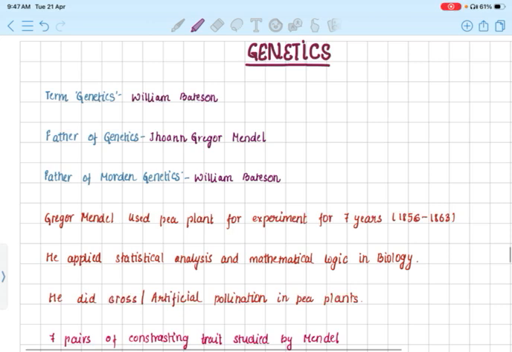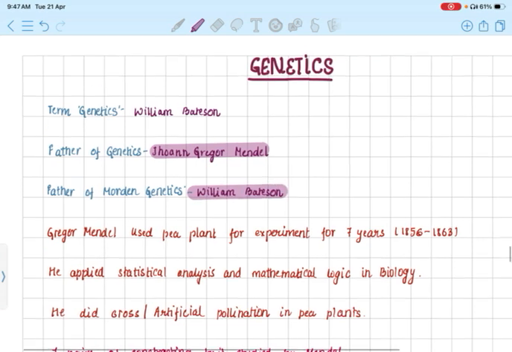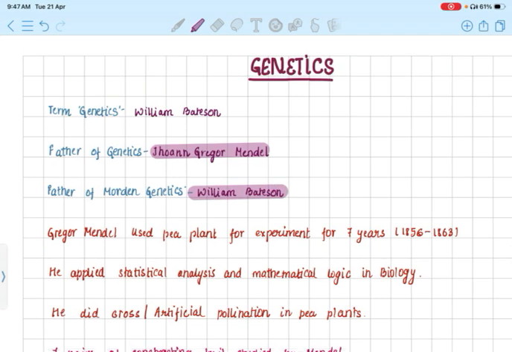Today we'll learn about genetics. First, to start with genetics, let's know who is the father of genetics. So the father of genetics is Gregor Mendel, who is known as the father of modern genetics. Sir William Bateson is known as the father of modern genetics, and William Bateson has also given the term genetics. Okay.